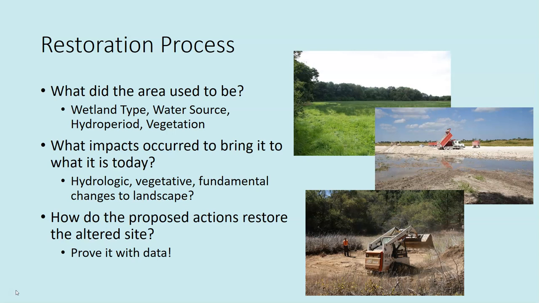And then how might the proposed actions restore the altered site? We really should be proving this with data. So if we have a site that used to be in this top image, it used to be vegetated, sort of this flat wet meadow, it was subsequently filled in with material, we would think, well, we should pull out that material, and we would want to prove it with data both before we do the restoration so that we can design an effective restoration strategy, and then prove that what we did was actually effective.